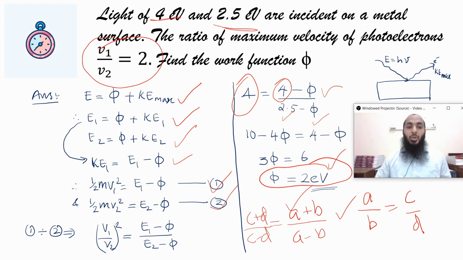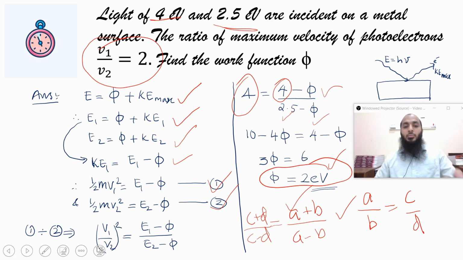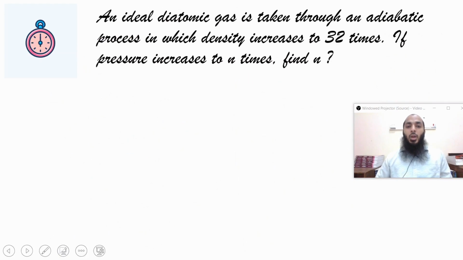Let's proceed to the next question. Okay, now this is a question from kinetic theory of matter. An ideal diatomic gas is taken through an adiabatic process. Actually, it's from thermodynamics. An adiabatic process in which the density increases to 32 times. If pressure increases to n times, find n.